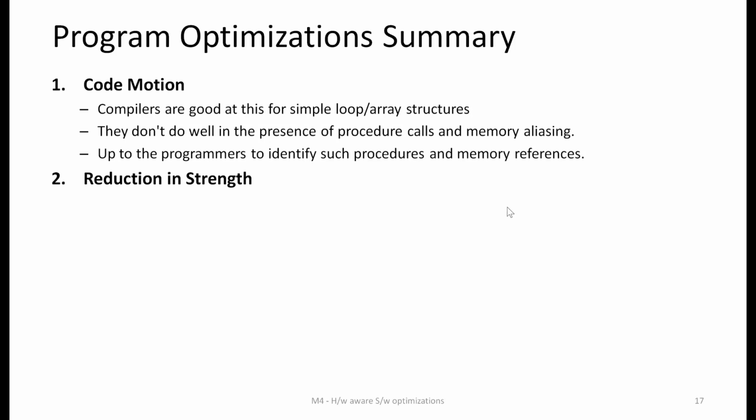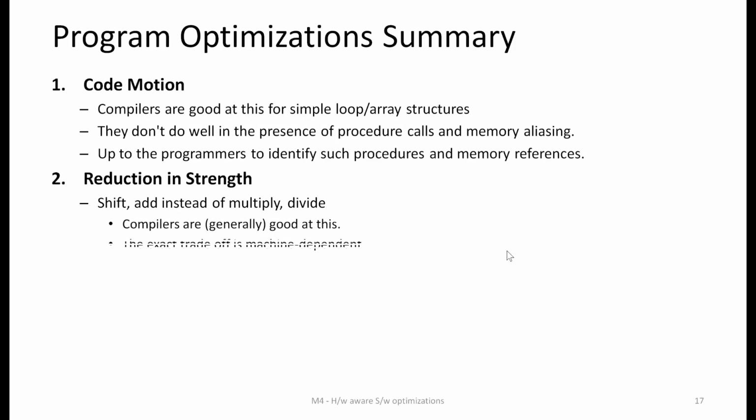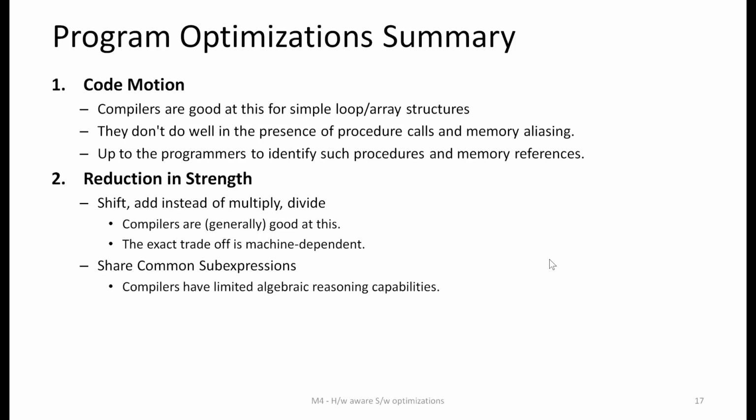The second optimization is reduction in strength, wherein we choose those operations which are faster to perform rather than a simple multiply or divide. Many times the compilers are good at it, and the exact impact of such an optimization is machine dependent. If all the operations take the same time, then this optimization will not give any specific advantage. But if we are able to reuse common subexpressions and reduce the overall number of instructions, then it will benefit the overall performance quite a bit, and compilers have a very limited role here. It's completely dependent on the programmers.